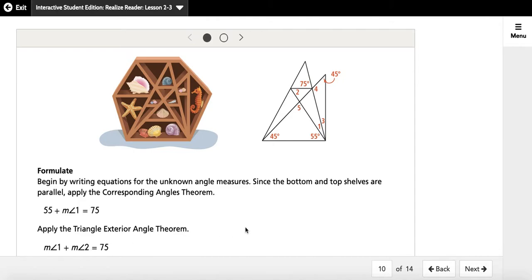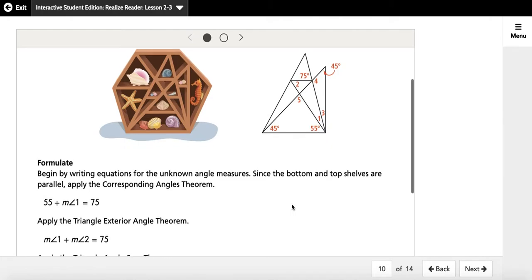You might say, wait, I already knew that. Yeah, you can do these different ways. If that's parallel to that, angle 2 and angle 5 are alternate interior angles, and we know alternate interior angles are congruent. So that's another way you could have got that angle 2 was 55.